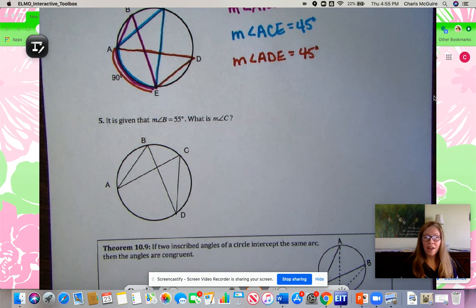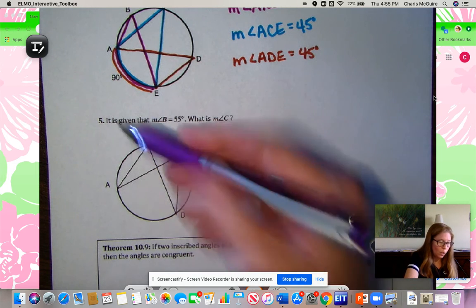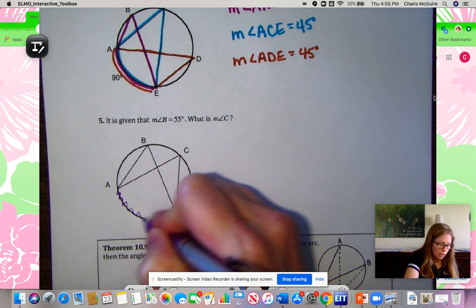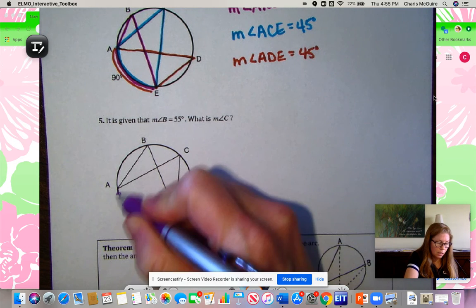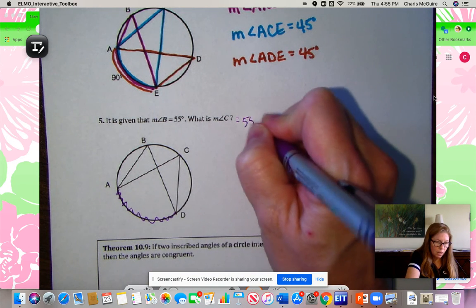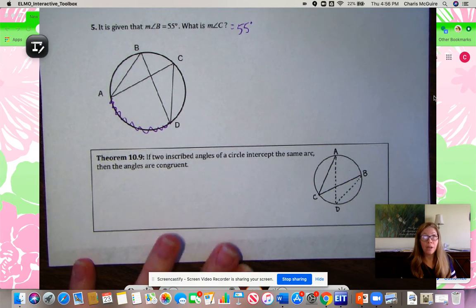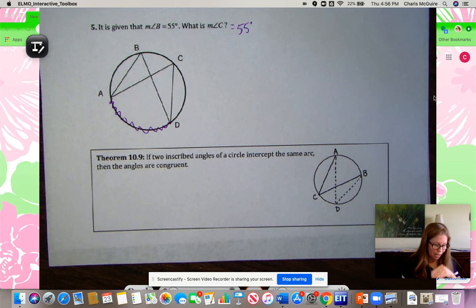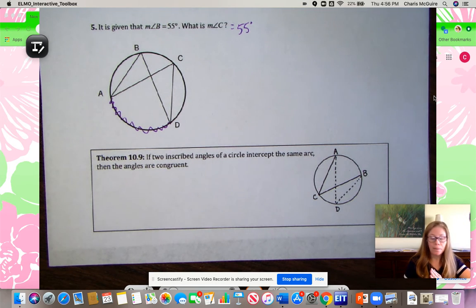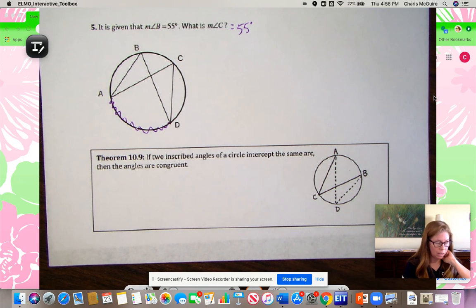All right, so angle C, did you say it's 55 degrees? Yeah, hopefully you're seeing this relationship happening. Angle B is intercepting this arc AD, and angle C is intercepting the same arc. So they must be the same degree measure. And that's actually another theorem that we have today. If two inscribed angles of a circle intercept the same arc, then the two angles are congruent. So you can see from some of these problems that the diagrams that you're going to get are going to get a little intense. So keep those highlighters and colored pens ready.